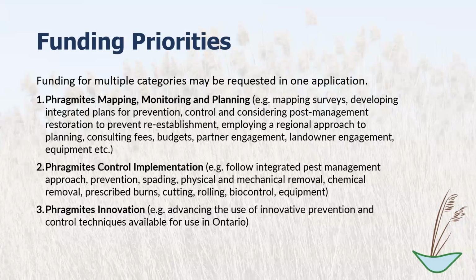Phragmites control implementation. So following those integrated pest management approach, prevention, spading, physical and mechanical removal, chemical removal, prescribed burns, cutting, rolling, biocontrol, equipment purchasing or rental. Again, all of these items are going to be included under the control implementation priority.